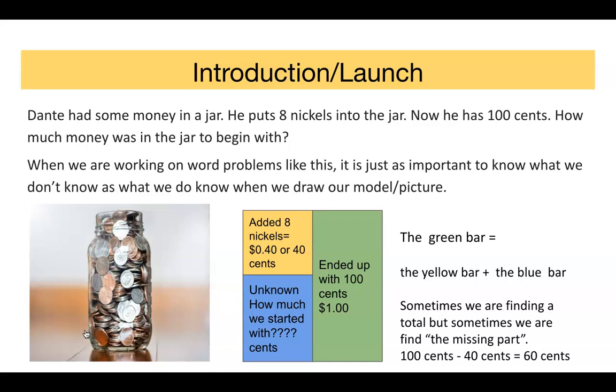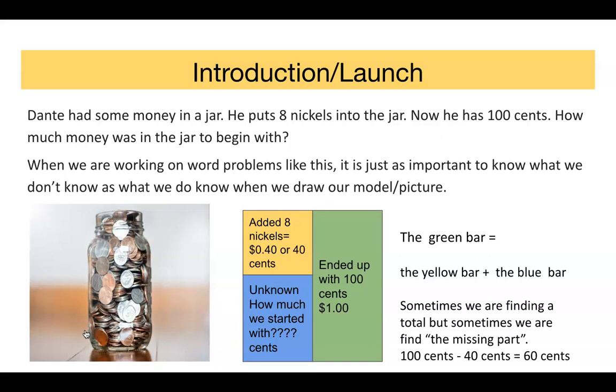And then he had some money. That's our missing part. So recognizing that we're missing one part, we were given another part as the 40 cents, and we were given the total, helps us to understand what we need to do to solve the problem.